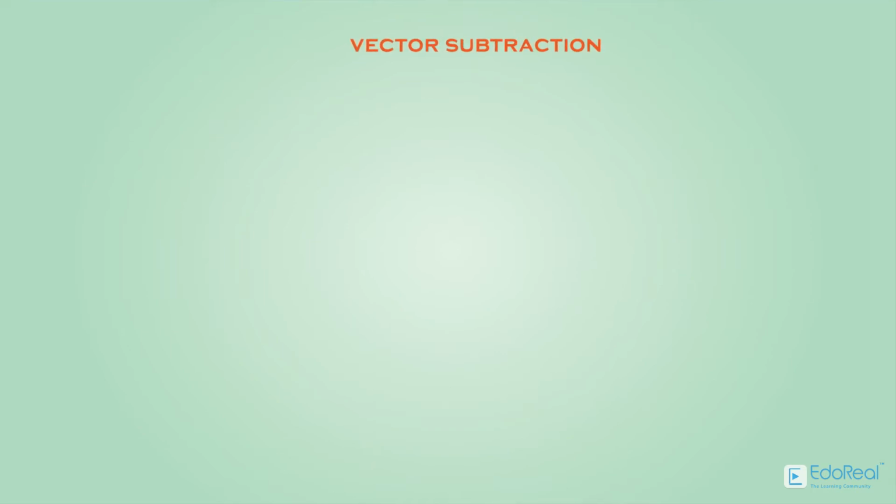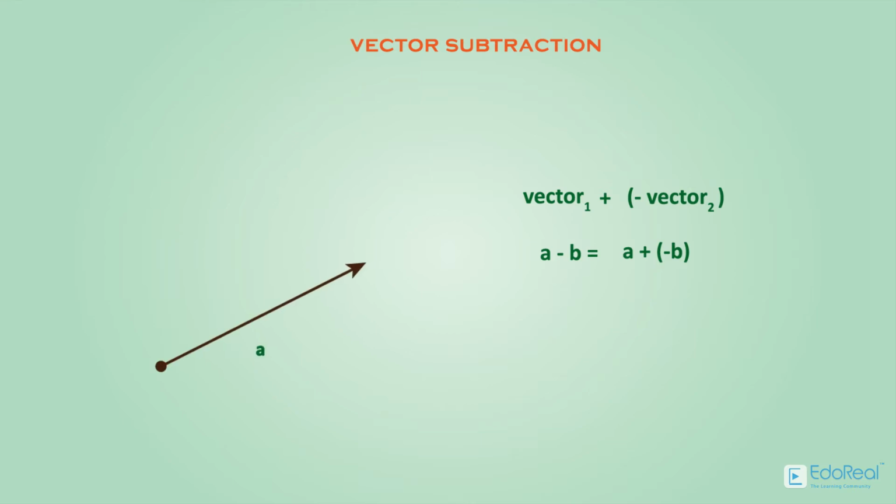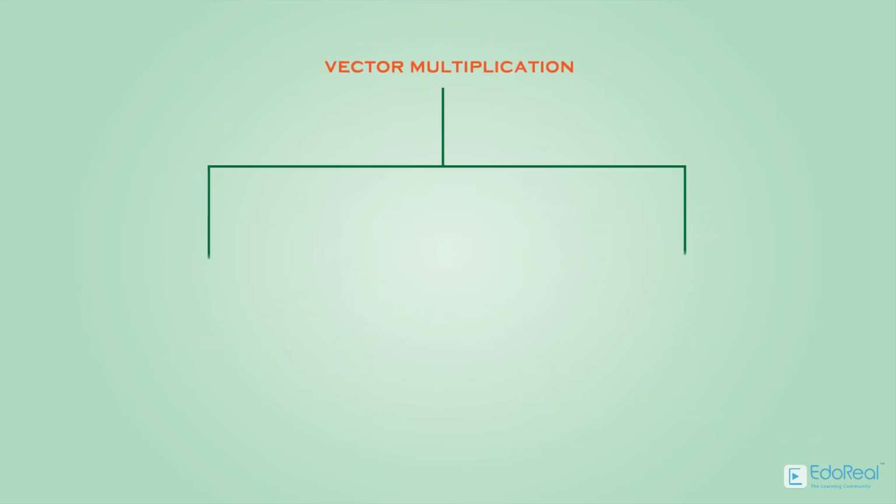Vector subtraction. Vector subtraction is nothing but adding one vector with a negative of another vector. For example, if we subtract the vector B from vector A, it can be written as follows. And the result can be drawn just like in the addition case. There are two methods to multiply one vector with another vector: dot product and cross product.